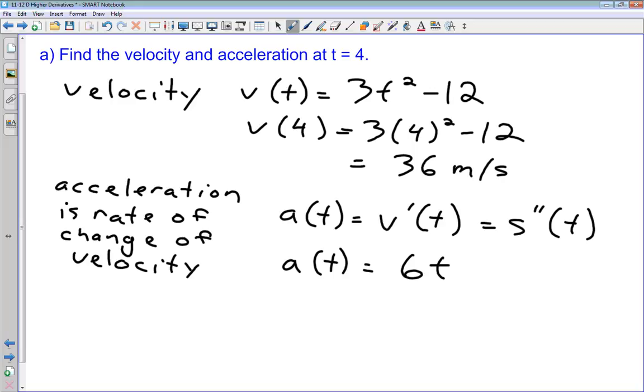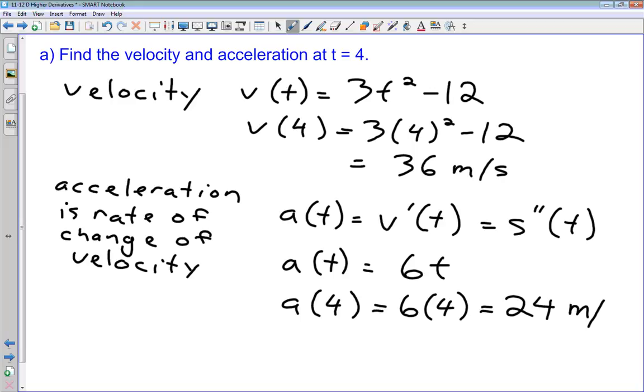So now, if we want to find our acceleration at time 4, it's just going to be 6 times 4, which is 24. What are the units going to be here? Riley? Meters per second squared. So our position function has units of meters. Velocity has meters per second. We take another derivative, we get meters per second squared.